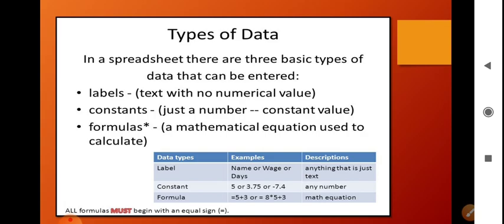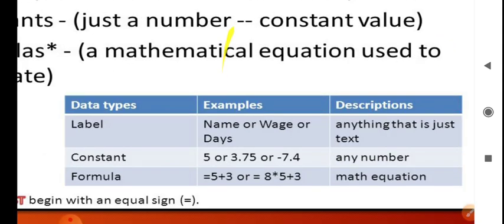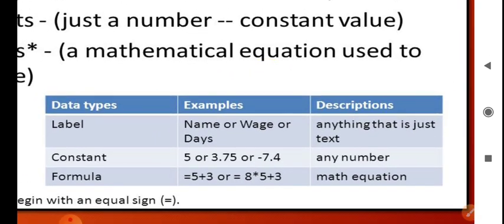Now, I am giving one example of data types here on the screen. The first one is your label. Examples are name or wages or days, whatever you write, or a description, anything that is just text. Label means just a text.